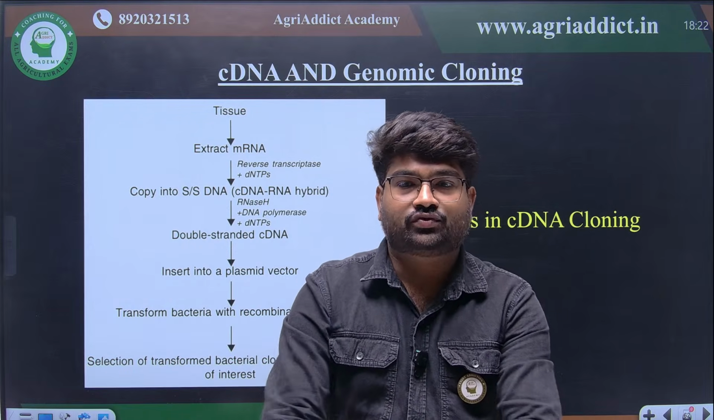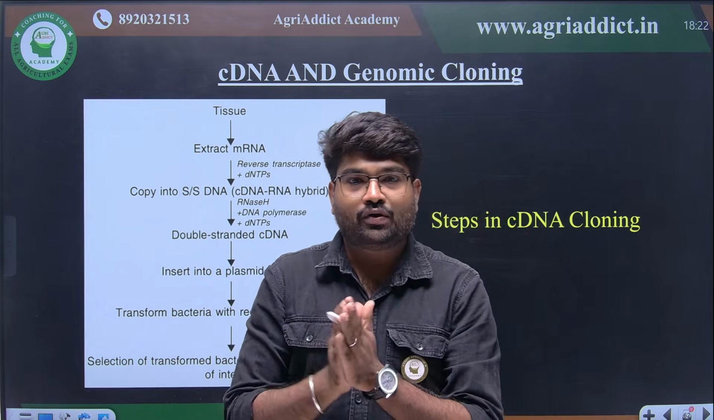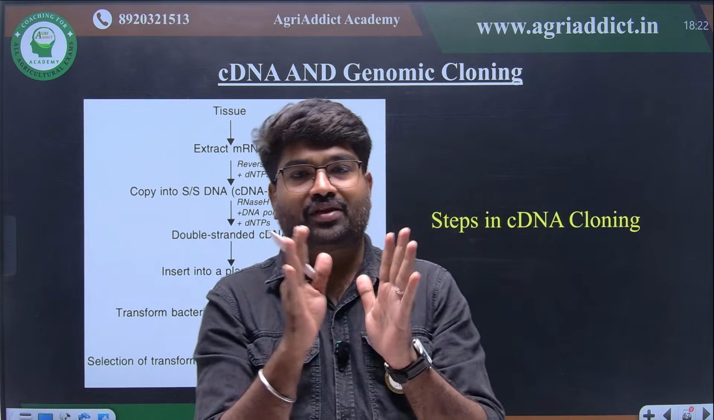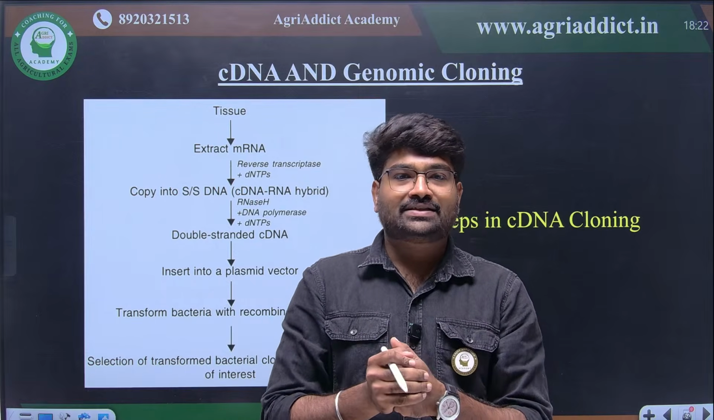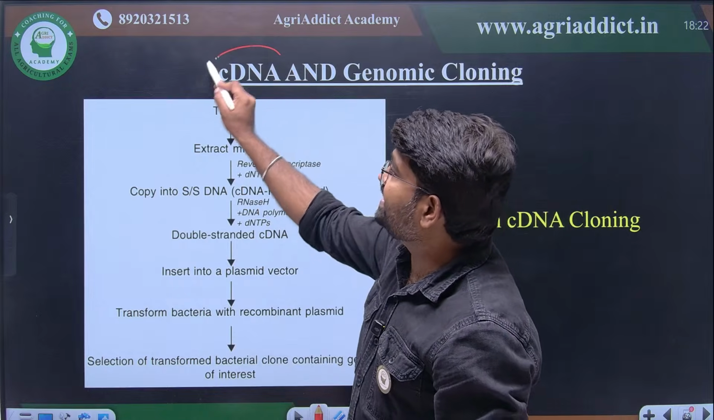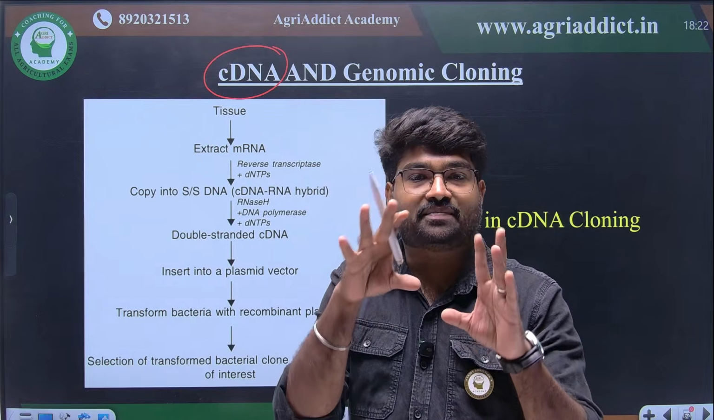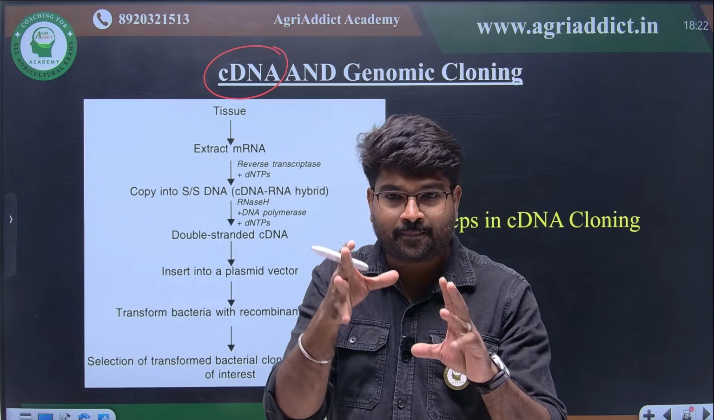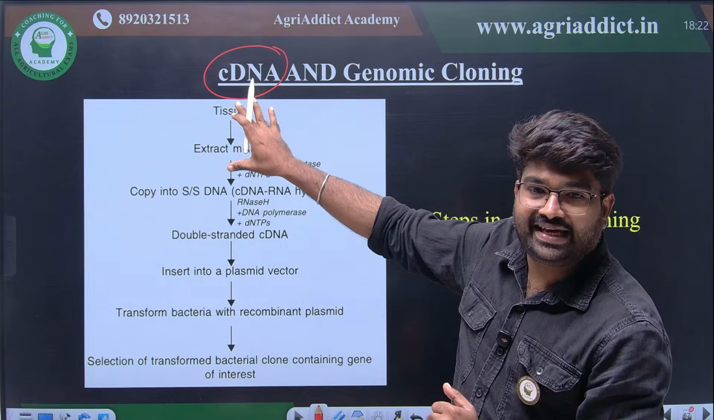So far we have seen how a gene of interest will be cloned. Now we are going to see some of the minor concepts. What is meant by cDNA cloning and what is meant by genomic DNA cloning. The name itself is there. cDNA cloning means the complementary DNA: the expressed messenger RNA will be converted into DNA, that is cDNA, and this will be cloned in a vector. That is known as cDNA cloning.